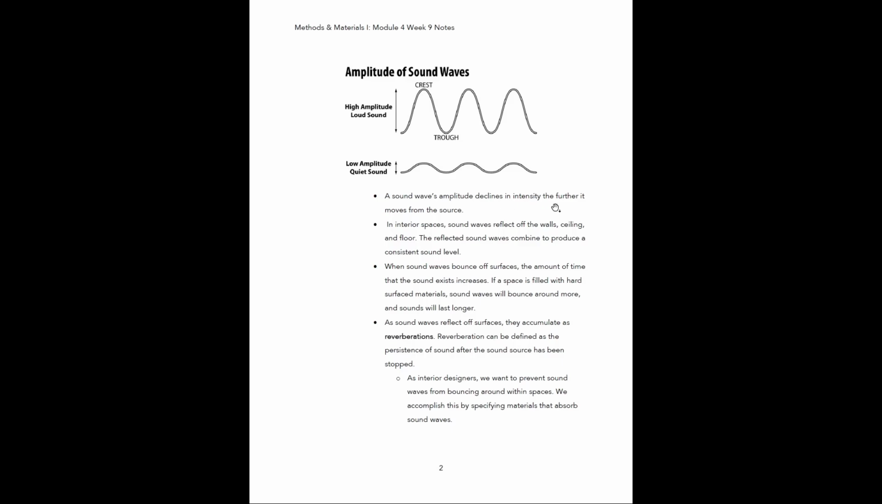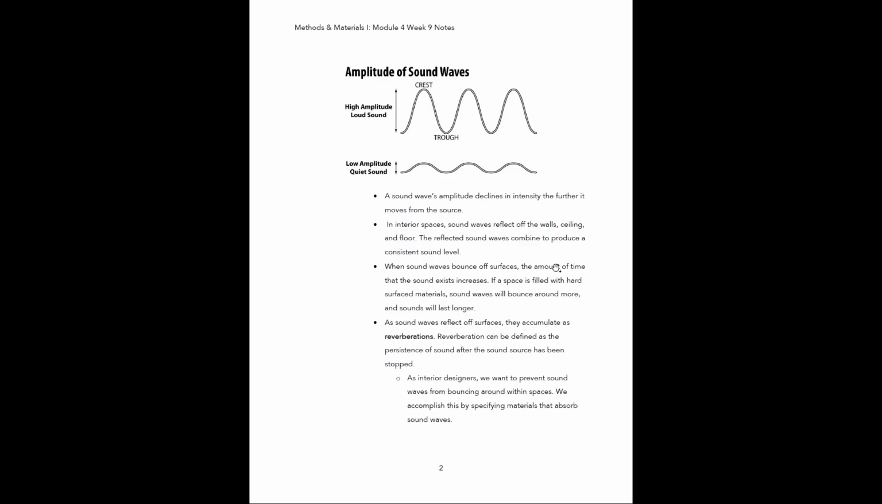A sound wave's amplitude is going to decline in intensity the further it moves away from a source. So if you're very close to something making a sound, obviously it's going to be louder than if you're very far away. In interior spaces, sound waves reflect off of things like walls and ceilings and floors, and the reflected sound waves combine to produce a consistent sound level.